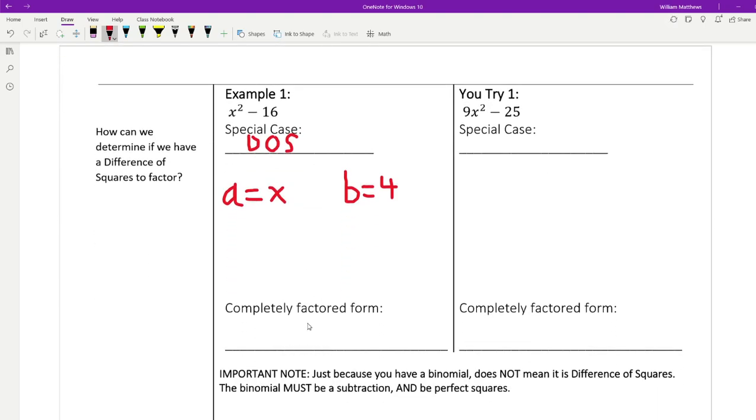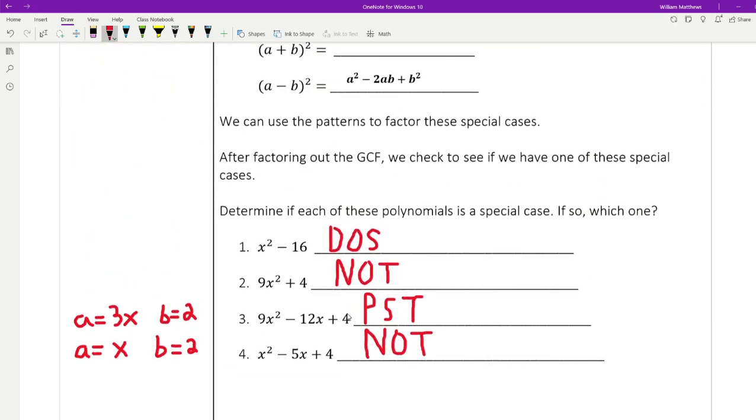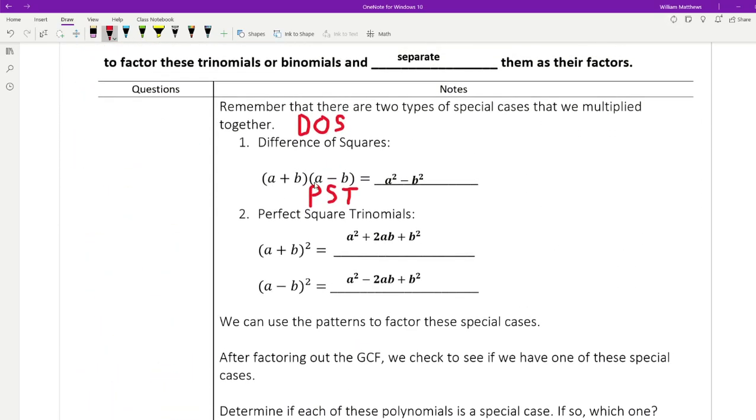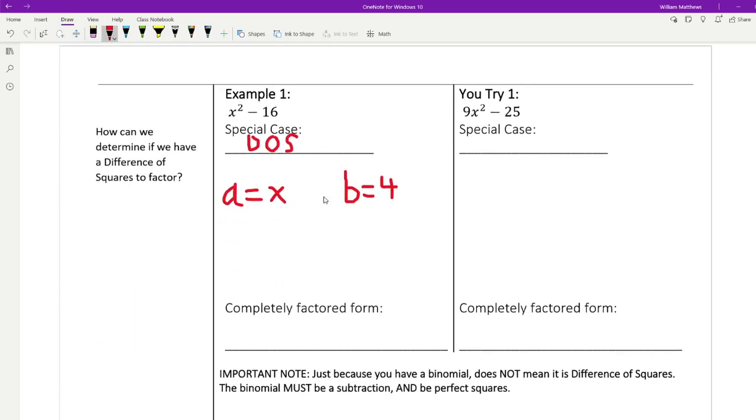Now what this means is if I want to completely factor it out, I'm going to follow the original portion of the equation. I'm going to follow the first expression. I'm going to have the sum of a and b and the difference of a and b. So the sum would be x plus 4 and the difference, if I can write this parentheses a little bit better, would be x minus 4.